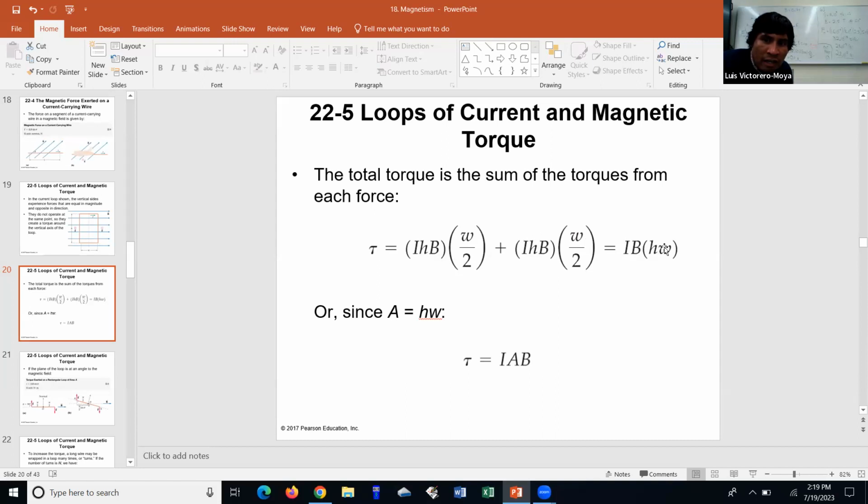I H B W. But what's H times W? Area. So the magnetic torque is given by this equation. But let me be honest with you guys. That's a very simplified equation for torque.